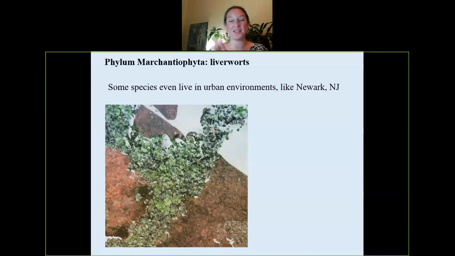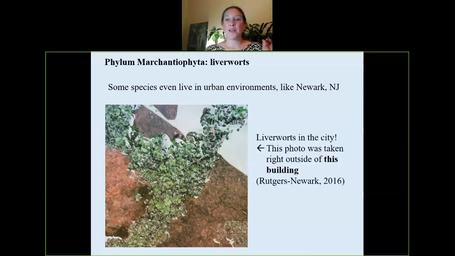And believe it or not, you can actually see liverworts in the city. This picture was taken right outside of the law school on the Rutgers campus in Newark. I took it in 2016, and it shows liverworts growing in a brick crack next to a rain gutter. This was actually my first time ever seeing liverworts in real life. I had seen them at botanical gardens and in the lab, but I'd never just been walking around and seen them. And it happened to be on the Newark campus. I couldn't believe it. So pretty cool.